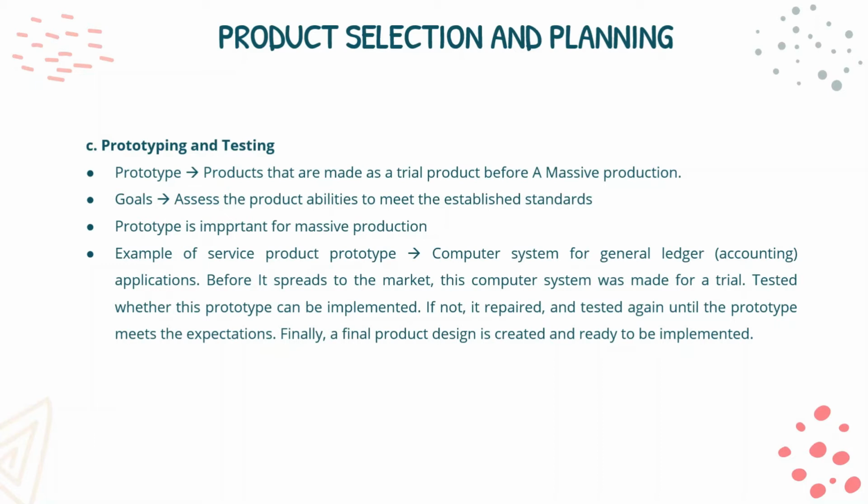So what is prototyping? A prototype is a product that is made as a trial product before massive production. Prototyping is important for massive production. Basically, a prototype is something we make before we produce a really high amount of the product. So prototyping is more like, before you sell it to the market, you check whether your product is in good condition or good quality.